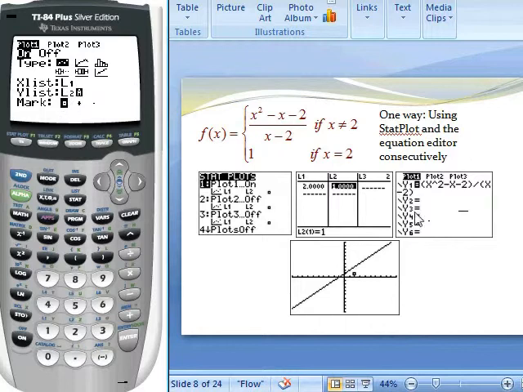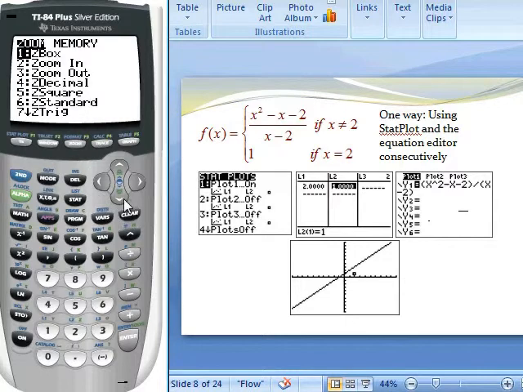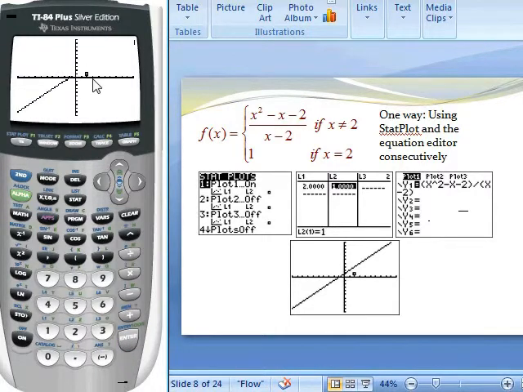And if I do zoom standard, I turned on the stat plot, and my equation should just put the dot, and it did, and put the line, and it did. Do you see it? So you can actually see it and understand that the function value and the limit do not match in your calculator.